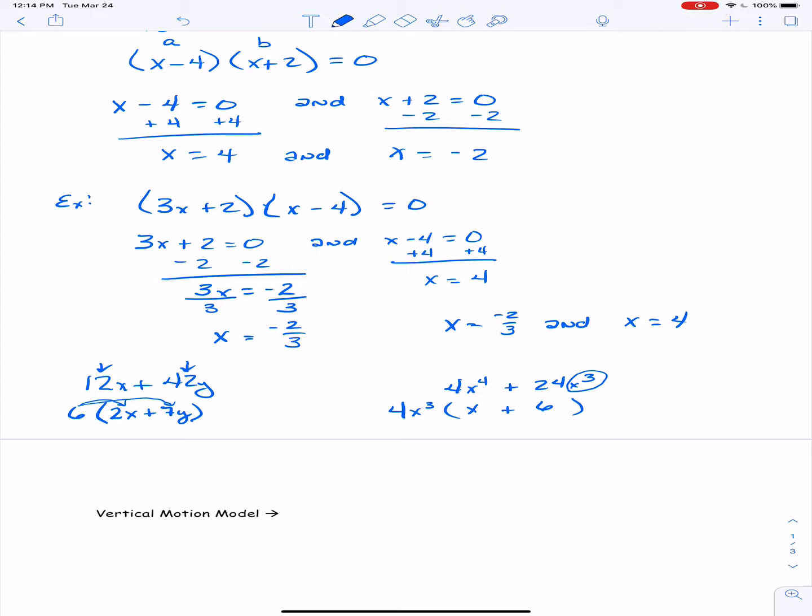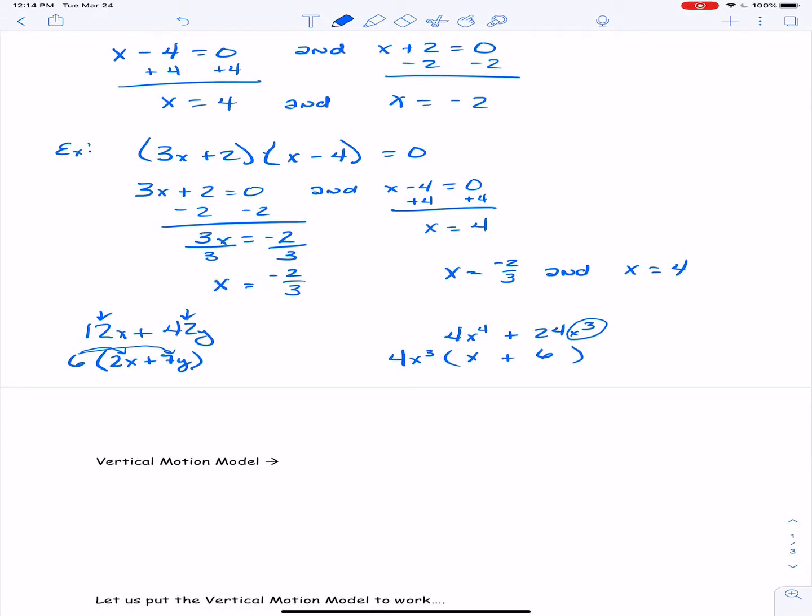And there is your factored form. Now, let's look at these two problems, and we can actually solve these as well now that they're factored. So I'm going to take that second equation and use this one here to solve for that. So I'm going to go 4x cubed equals 0, and I'm also going to go x plus 6 is equal to 0 as well.